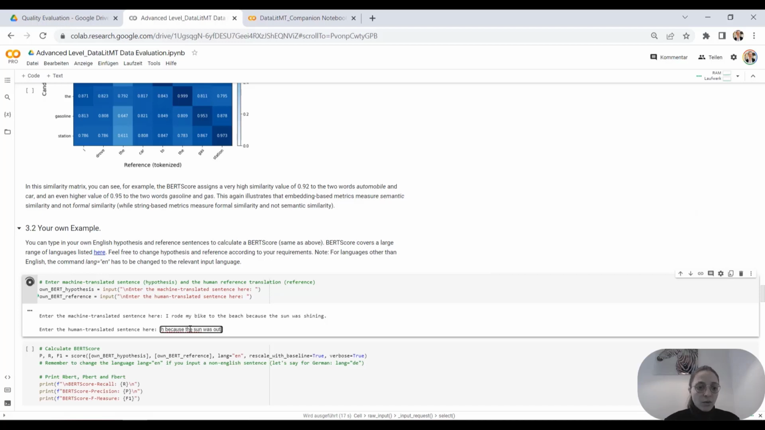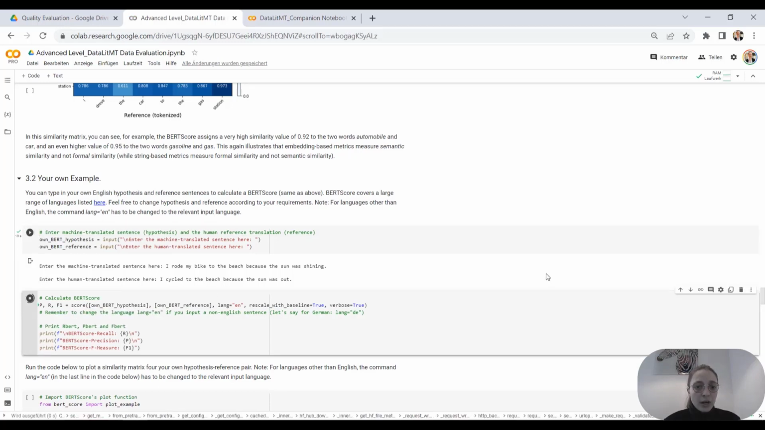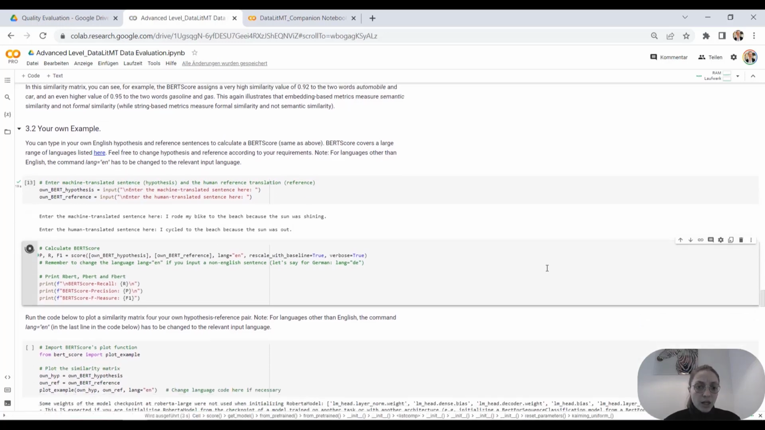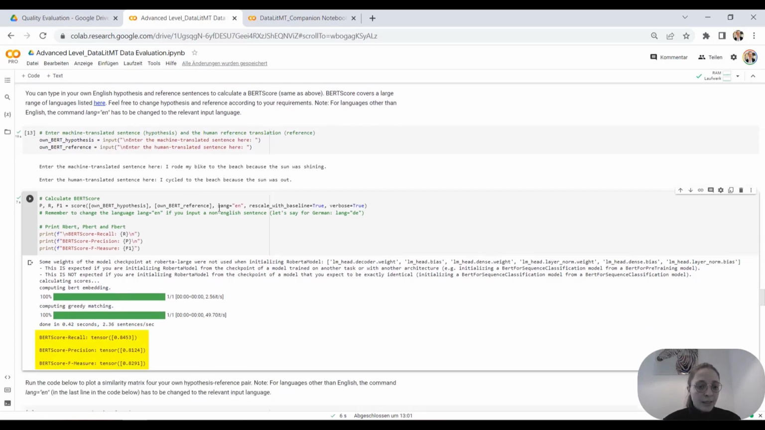So once again, we have to find our hypothesis and reference sentence, and we can run the cell here to calculate the BERTScore. And once again, remember, now we're also using English sentences, so this is correct. Just in case you use your own sentences and you use it with a different language, remember to change the language code. And then we can see down here again, we have a BERTScore for recall, precision, and F measure, with F measure being the final score that we have, and we receive it as 0.829. So once again, it's relatively high.